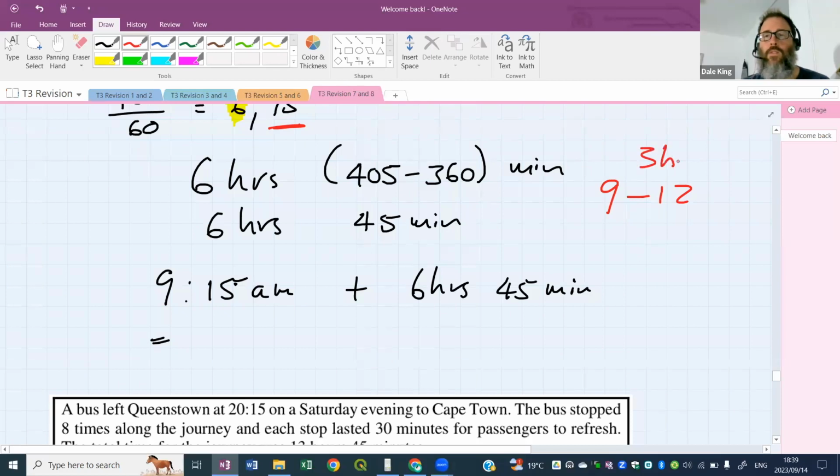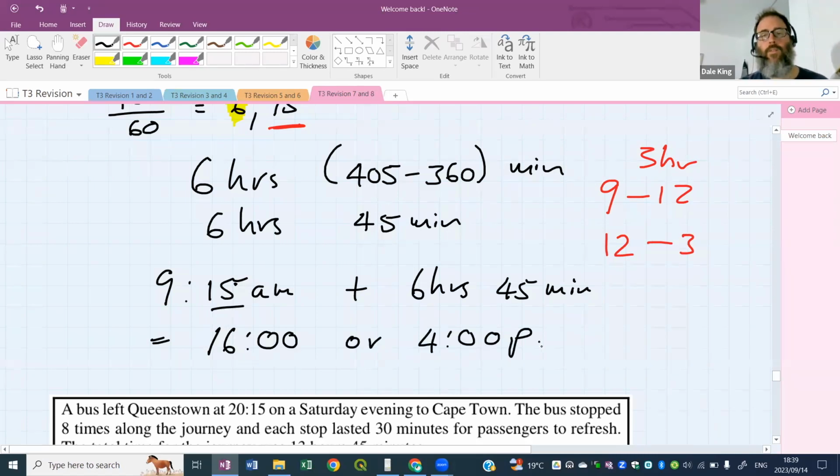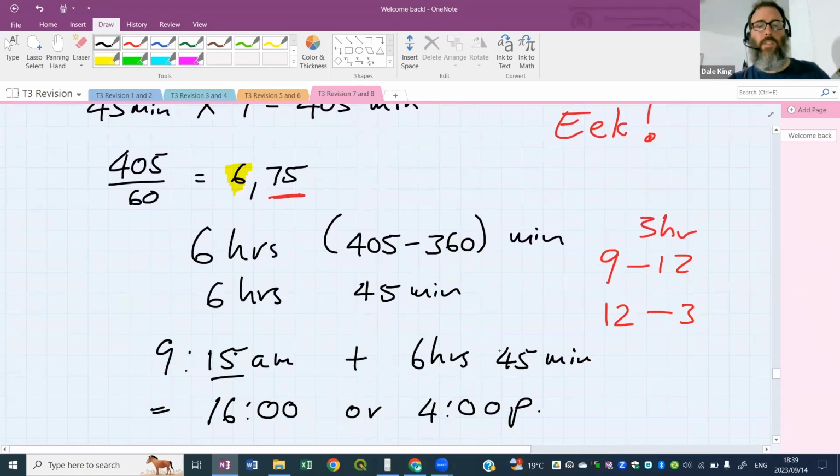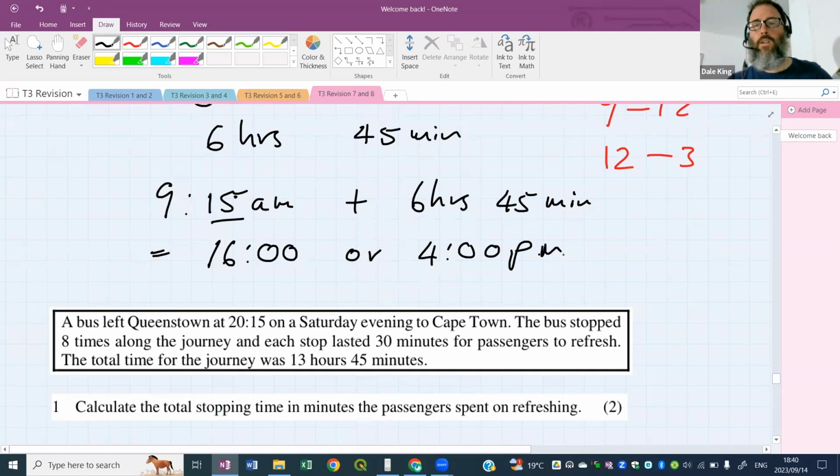Then from 12 another 3 hours gives us 3 o'clock. Plus we've got 15 minutes and 45 minutes, which is another hour. So that takes us to exactly 4 PM. We can say 4 p.m. or 1600 hours, but they're using the 12-hour clock, so we'll put it in 12-hour for them also. They're using 7:30 p.m., so the one on the right-hand side is probably the best one here.